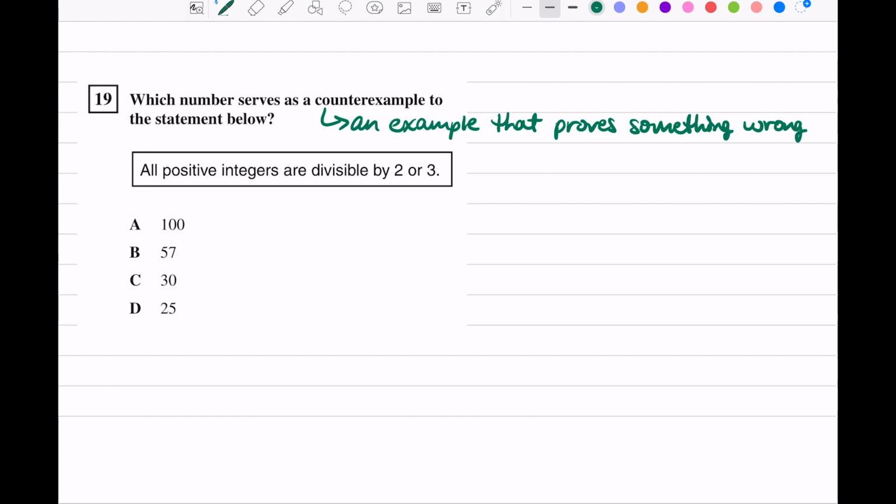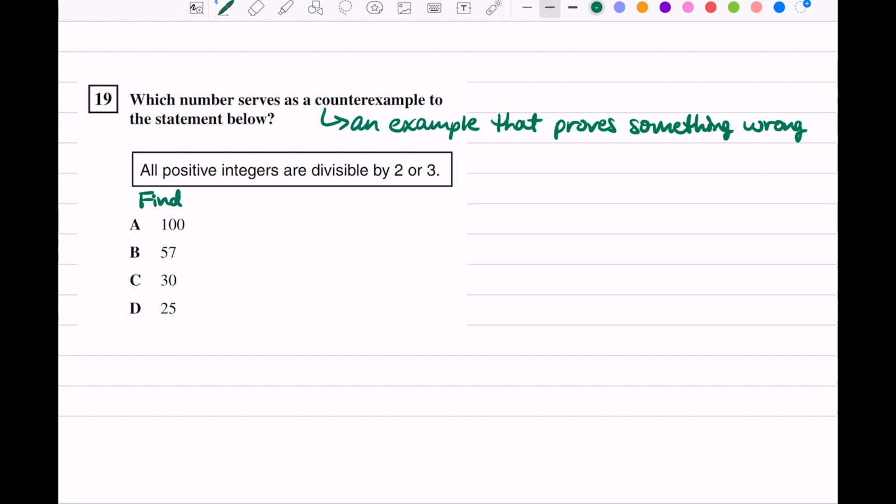So let's say that you have a classmate who says all balloons are red. Well, if you show them a purple balloon, then you've proven them wrong, because they said all balloons are red, and you showed them a balloon that's not red. And in this question, it says all positive integers are divisible by 2 or 3. So if you want to prove this wrong, just find a positive integer that's not divisible by 2 or 3. Let's make a note of that.